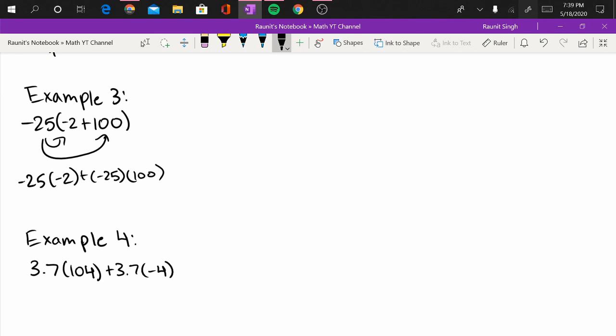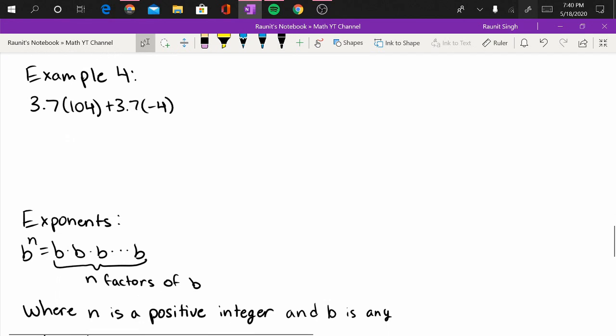Okay, so negative times negative is a positive, which brings you to 50, plus negative times positive, which is negative, and you get negative 2500. And then when you add that up, you get negative 2450 as your answer. Our next example. So we're basically going to use the distributive property, except we're going to undo the distributive property.